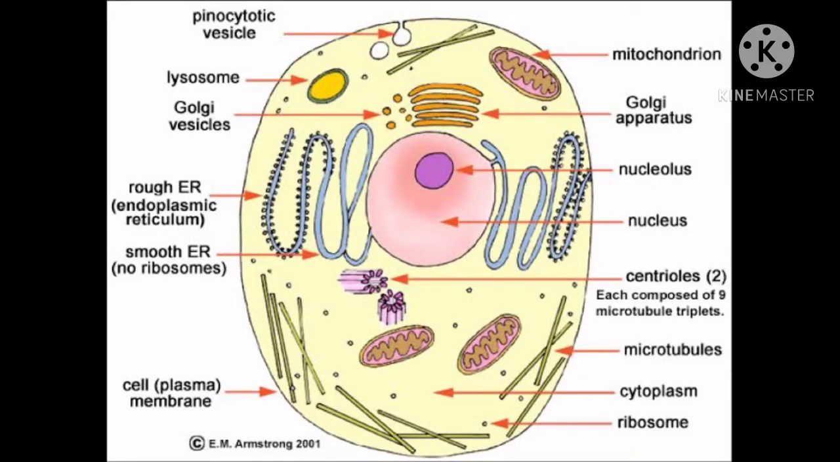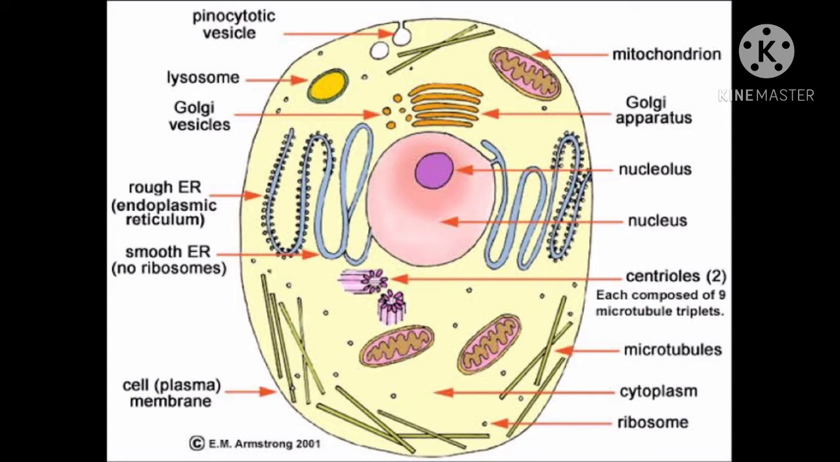Today we are going to study the fifth lesson, structural organization of a cell. What is a cell? Cell is the structural and functional unit of all living organisms. It is a microscopic structure. We cannot see this with our naked eye.